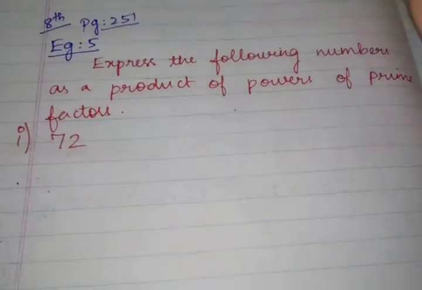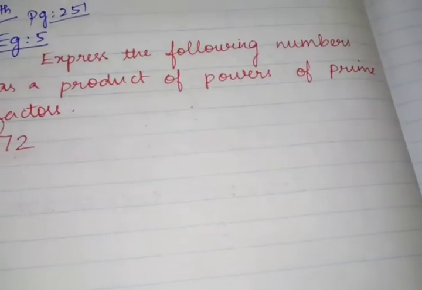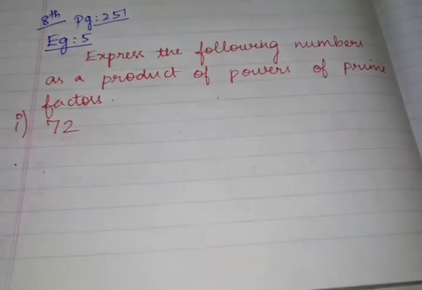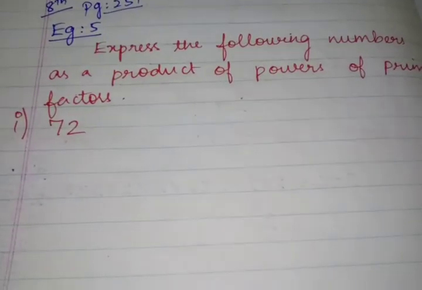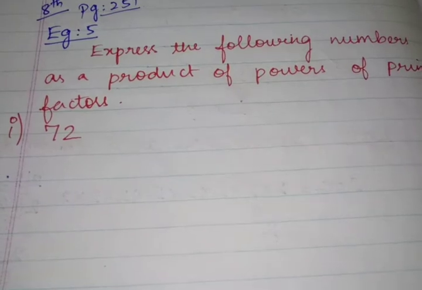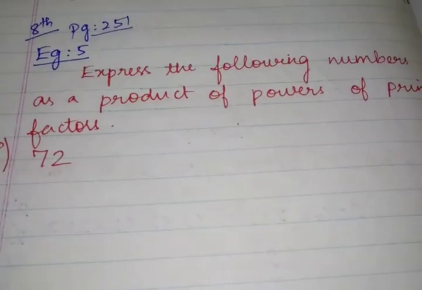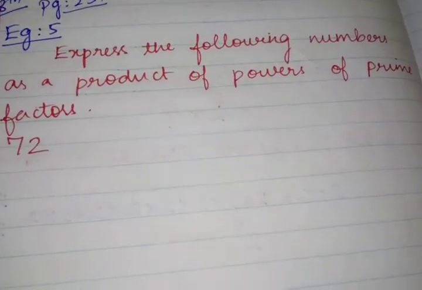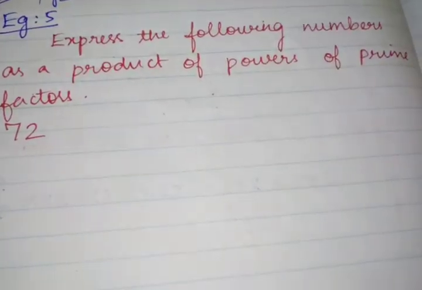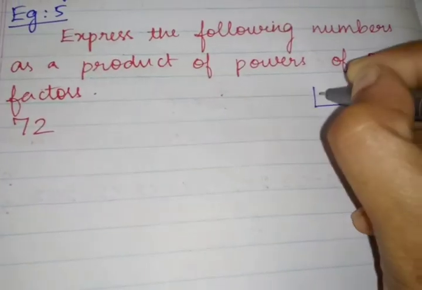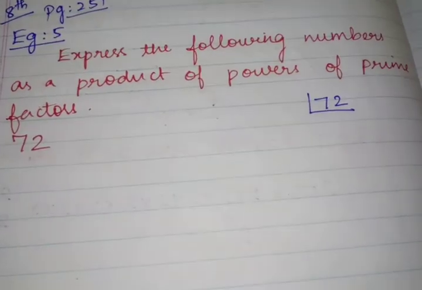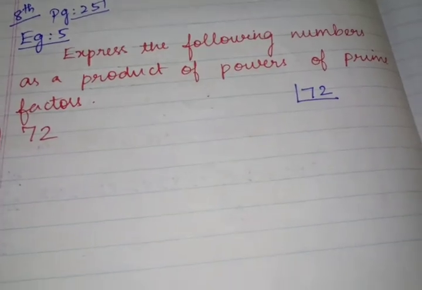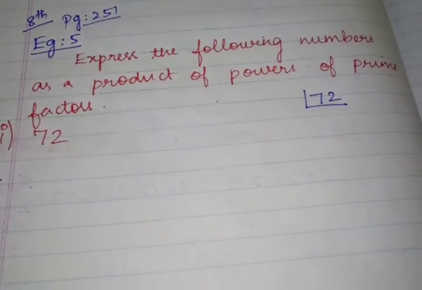What is the question now? Express the following number, 72, as a product of powers of prime factors. So you are going to write the multiplication of power factors. Power factors means something like 2 power 4 or 5, like that you should write. Before writing this product of powers, you should do the prime factorization first. You all know it already, because we discussed it in the last class, and even in the previous grades.